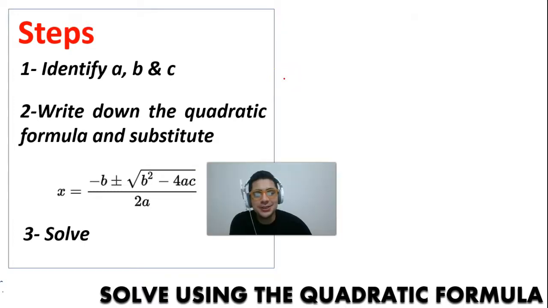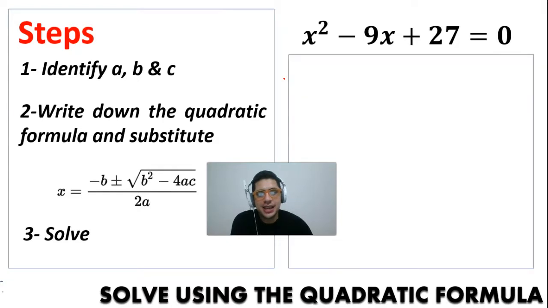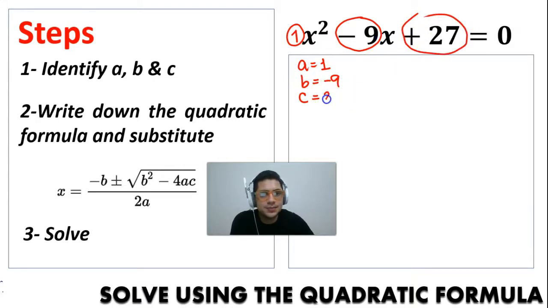So guys, hopefully you now copied the formula. And this is the problem we're going to be solving today: x squared minus 9x plus 27. So guys, the first thing we're going to do is identify a, b, and c. So a is going to be 1 because that is the number we have here. B is going to be minus 9 because that's the number we have next to x. And c is going to be 27, right? Which is the one we have here.